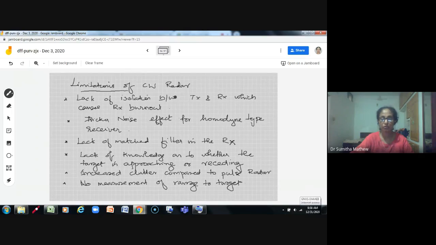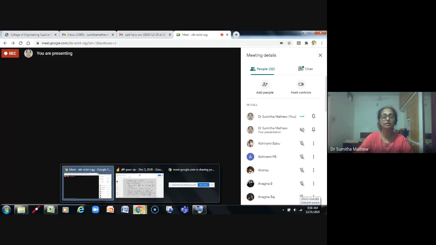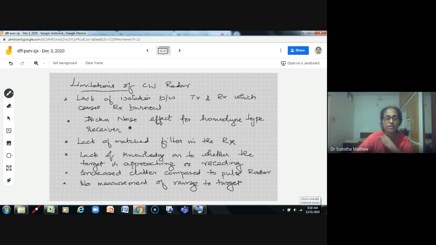Then flicker effect can be avoided by replacing the homodyne receiver with a super heterodyne receiver. This flicker effect, second disadvantage. You can use a super heterodyne receiver, which is done in the continuous wave radar with non-zero IF. That is, you modify the simple continuous wave radar by making certain improvements to overcome these limitations to an extent. This lack of isolation can be overcome by using separate antenna. Then flicker noise effect can also be avoided by using heterodyne, super heterodyne type of receiver, because this type of noise is usually present in homodyne type of receiver. You replace it with a heterodyne type of receiver that can avoid flicker noise effect.